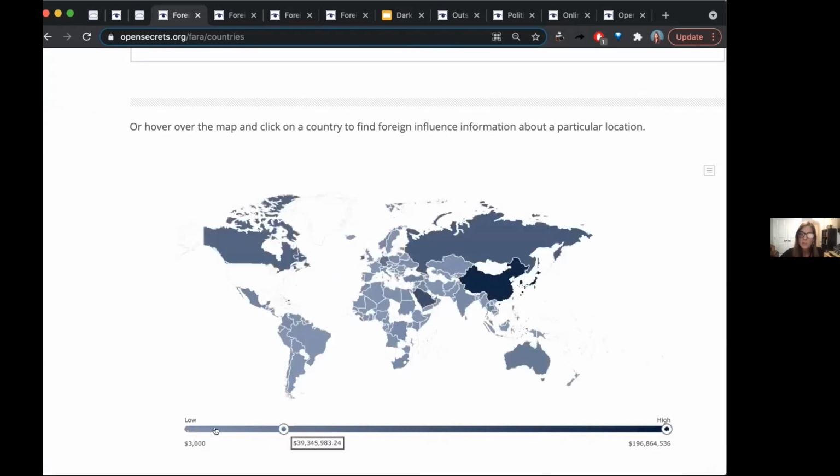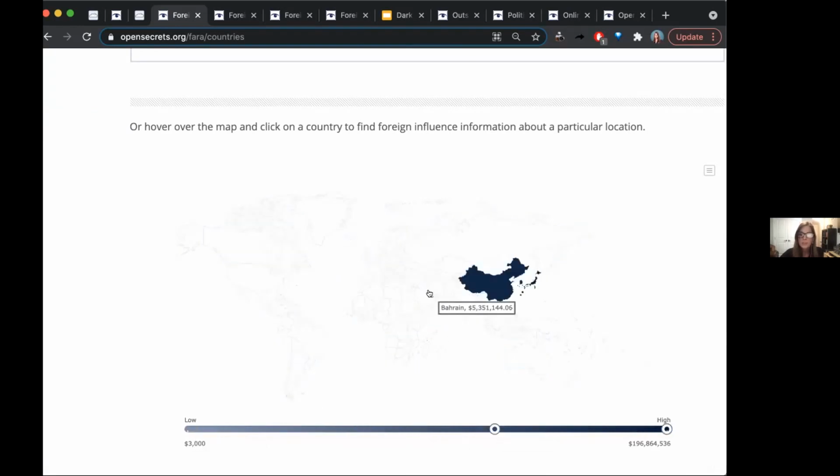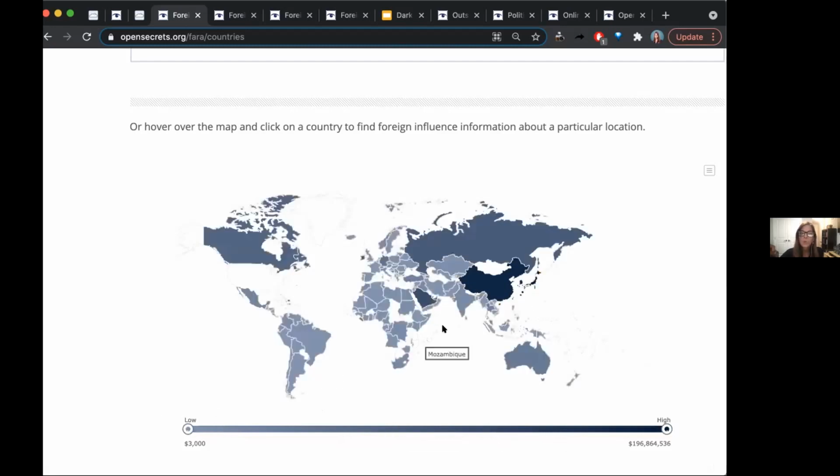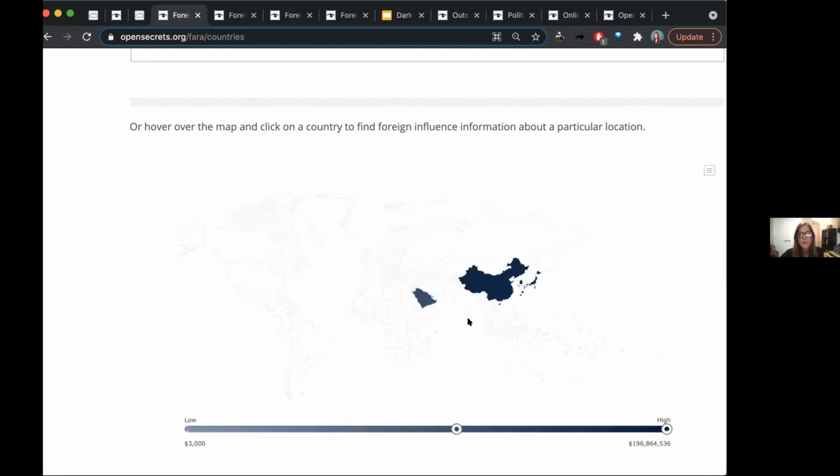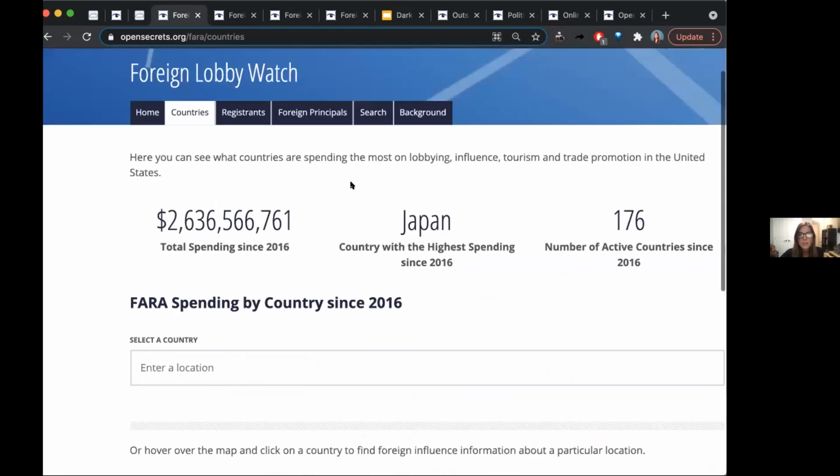It's not always the biggest countries that have the most spending. So you have really tiny countries in some cases spending really large amounts. And in those cases, those are all clickable, which is helpful. So you can just go directly to their profiles and see more information about those countries.